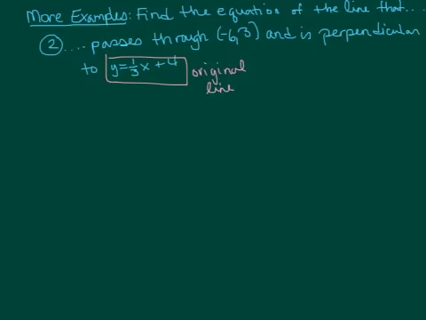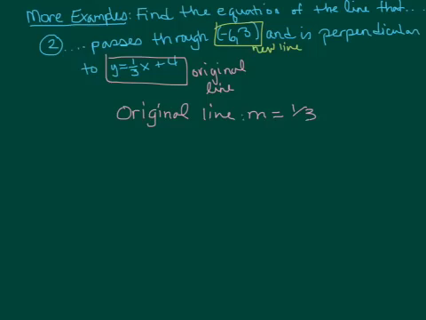So our original line has that. Our new line, we know that it passes through this point. That's really all we know for now. However, we can use those things to help us figure out what this equation is. So our original line, if you look at the equation, you can see that it has a slope of 1/3.